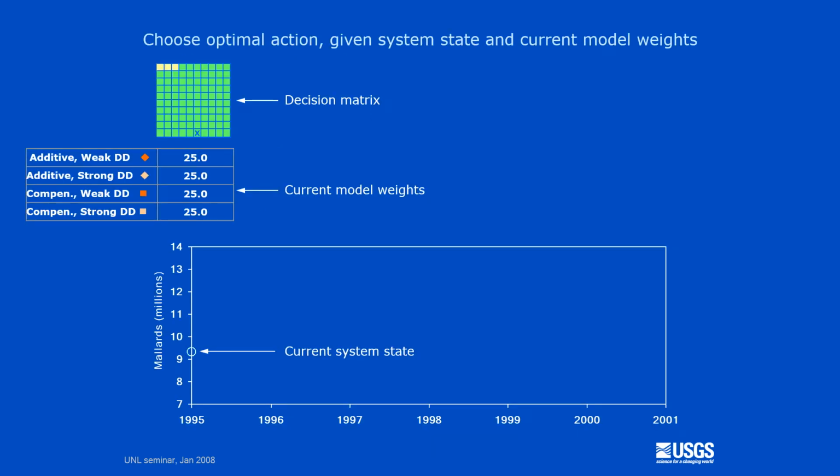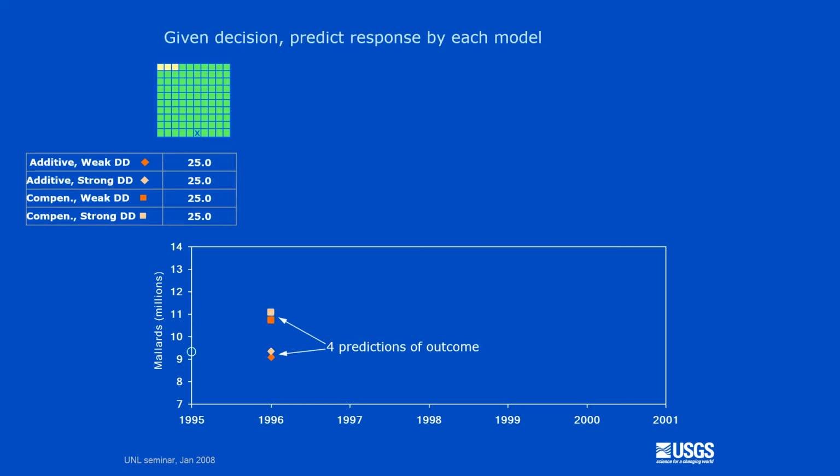So then what you do is you go through an iterative process. And what they did is they started with equal model weights for all four of these models. We didn't make any preference for one or the other, and you know what model weights are now. They started with the current number of mallards in the system. They implemented the liberal harvest regulations, and then made predictions about where you'd expect the population to be the following year.